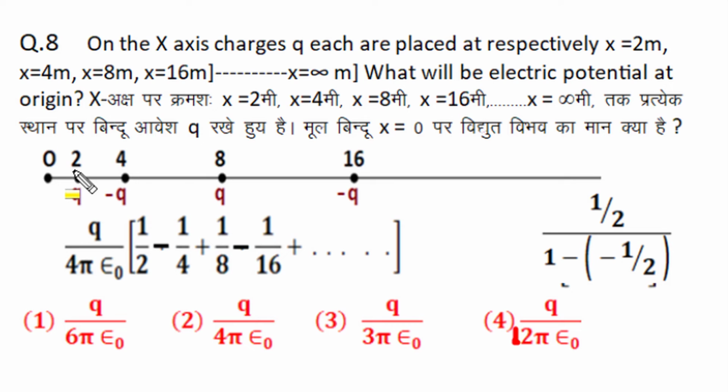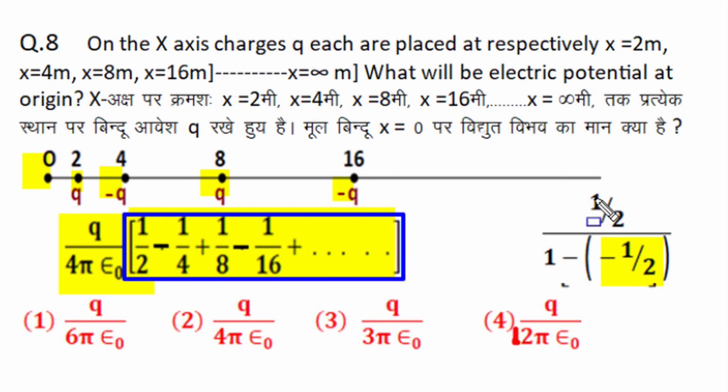In the same example, if alternate charges have opposite polarity with doubling distance up to infinity, the electric potential at origin by the first positive charge is positive and the second negative charge at 4 meter distance is negative. So one potential quantity is positive, one is negative. Again, this is an infinite geometric progression with common ratio negative 1 by 2, and the sum of the blue frame series is 1 upon 3, and the resultant potential at origin by this charge distribution becomes Q upon 12 pi epsilon.